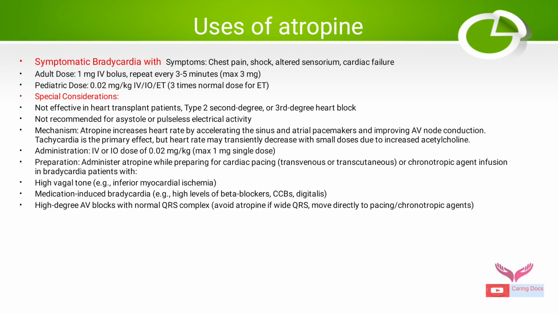In special consideration, it is not effective in heart transplant patients, type 2 second degree heart block, or third degree heart block. It is not recommended for asystole or pulseless electrical activity. Atropine increases the heart rate by accelerating the sinus and the atrial pacemakers and improving AV node conduction. Tachycardia is the primary effect, but the heart rate may transiently decrease with small doses due to increased acetylcholine.